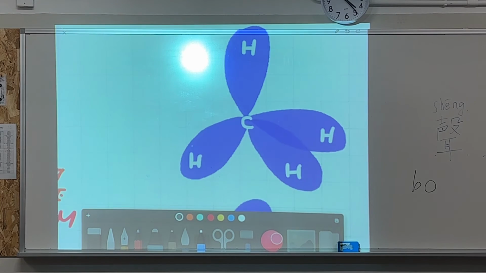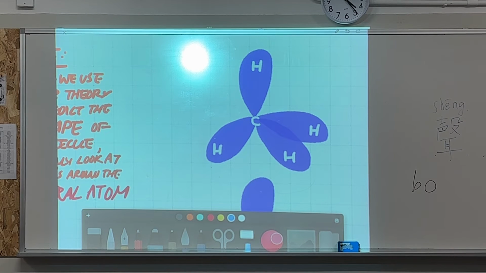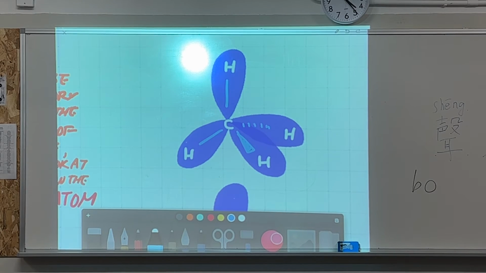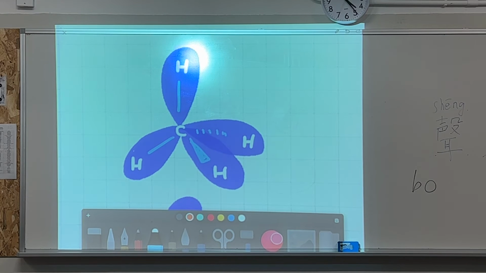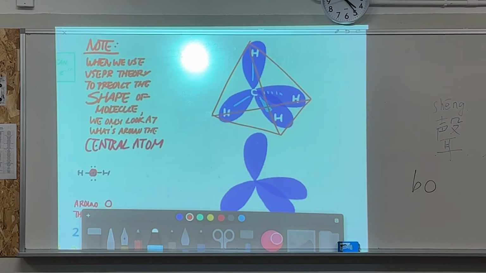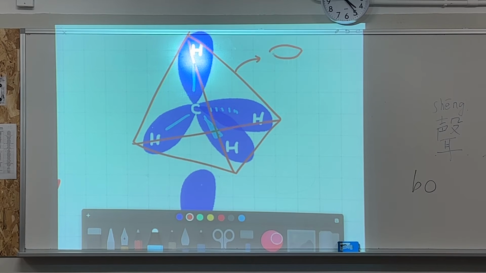So can you tell me, what is the shape of this molecule if you have 1, 2, 3, and 4 bonds here? You can see all 4 bonds, right? All 4 are bonding domains, which means you can see them all. So the shape of this molecule is therefore tetrahedral, yes. So you can see all 4 of the domains. So we say what we can see is tetrahedral.